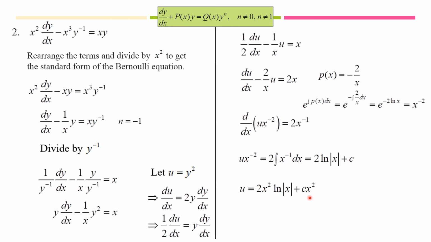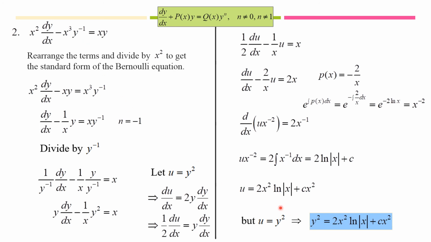But we know that u is equal to y squared, and therefore we need to replace u by y squared. So y squared is equal to 2x squared ln|x| plus cx squared. So this is the solution for the given Bernoulli equation.